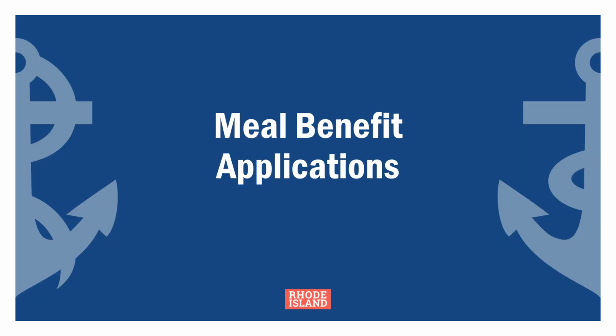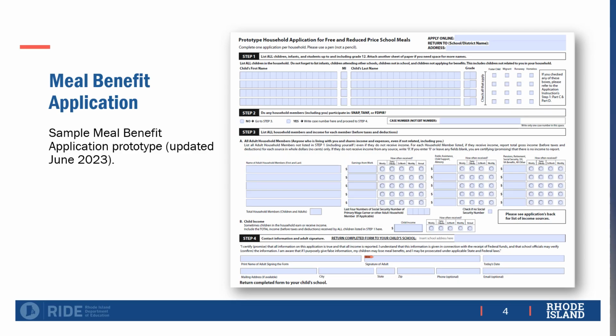First, we will look at the meal benefit applications and how to complete income-based eligibility determinations. Here is an example of a meal benefit application. Note that the meal benefit application pictured here is the latest meal benefit application prototype provided by the USDA. The layout of this application is somewhat different from previous years, but the same information is being collected.